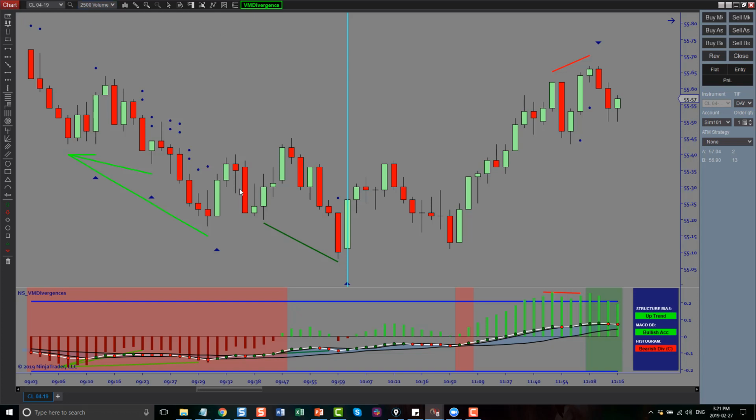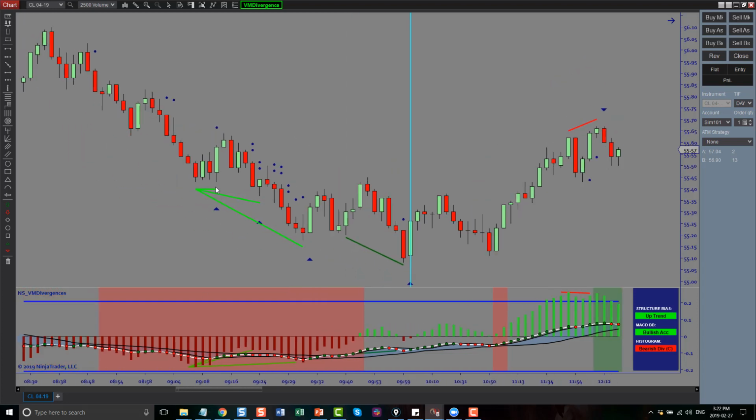So in situations like this where we get the setup, now take a look at this. This is a great example of a trend setup. First setup, no. Second setup, yes. Stop out, third setup right here. You see the freight train that we're trying to stop?